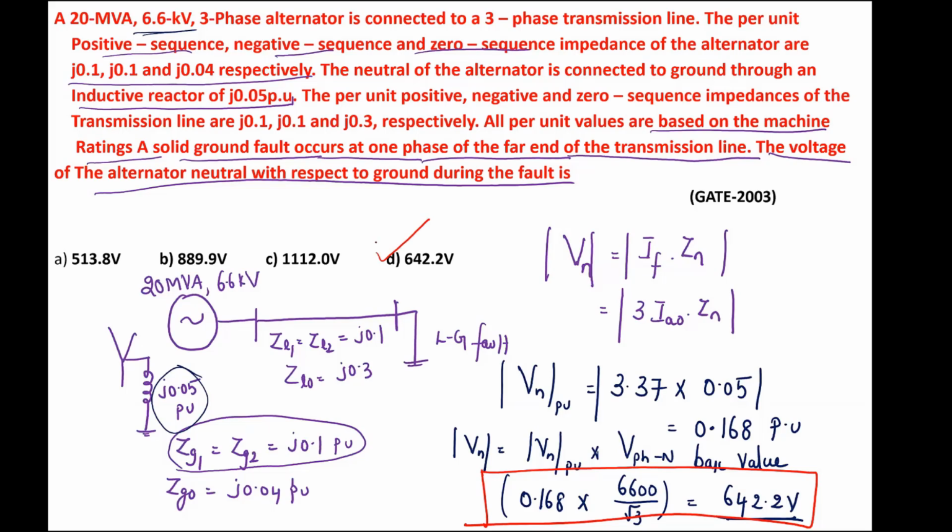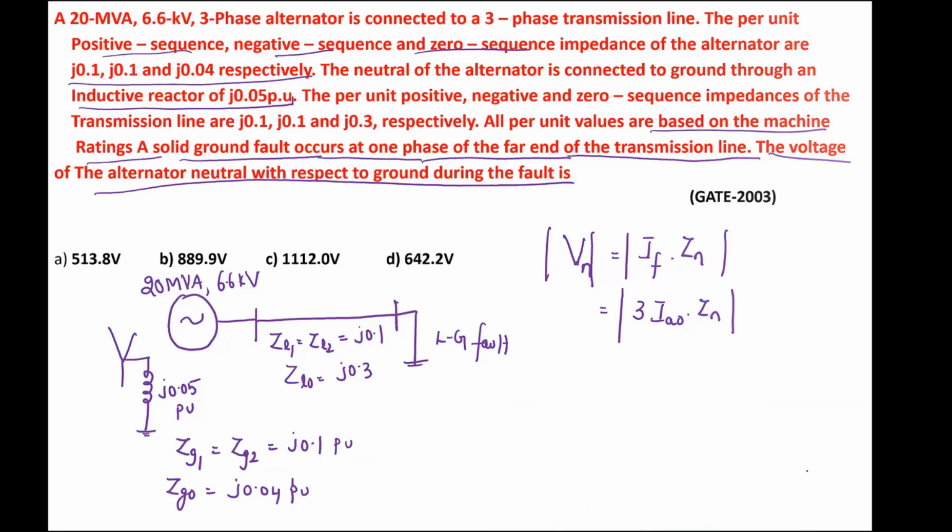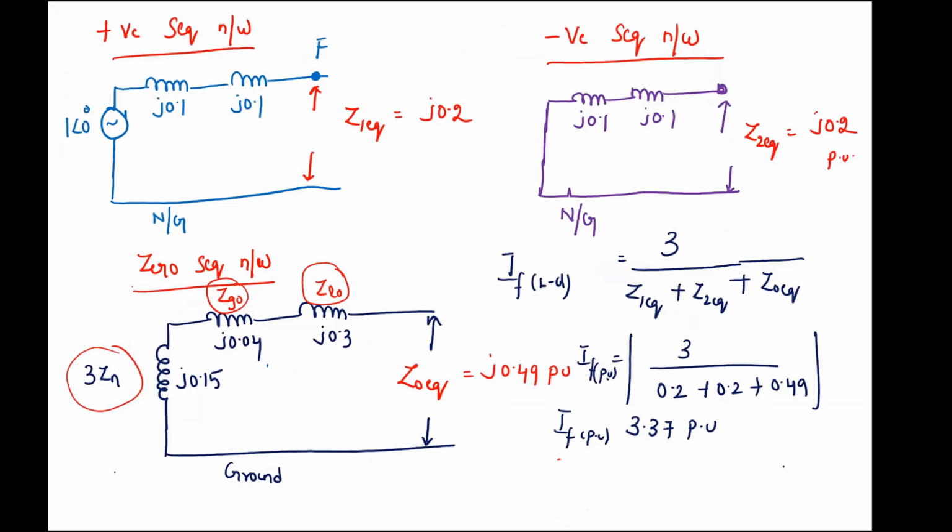Okay. So when the fault occurs at different locations, first you have to draw the positive sequence network, negative sequence network, zero sequence network, calculate the Thevenin's equivalent impedance between the fault point and reference, then substitute in the formula. This is how you have to do this kind of problems. Okay.